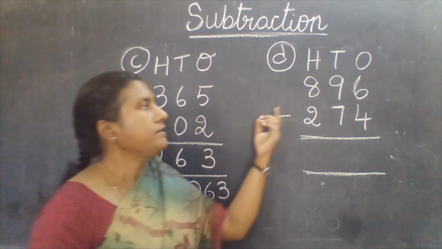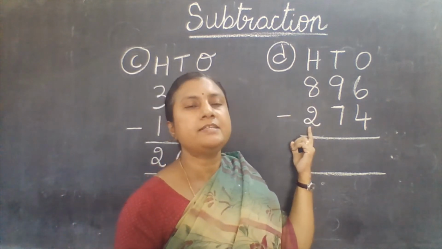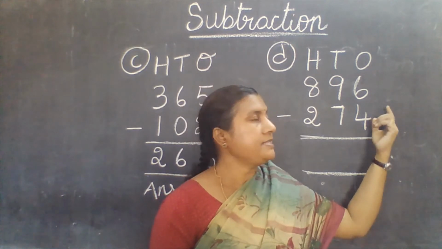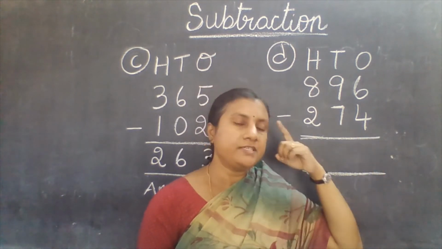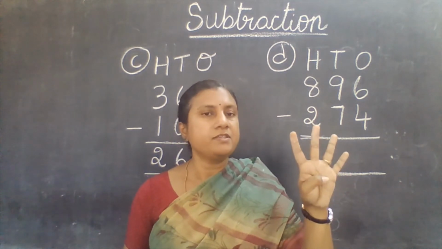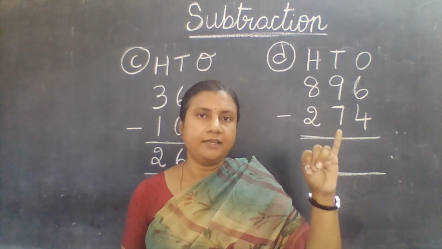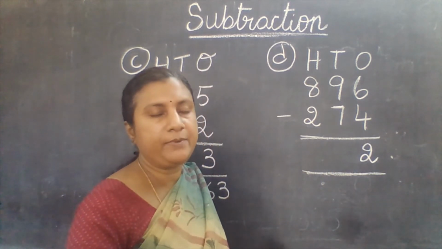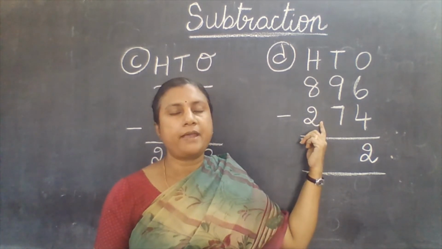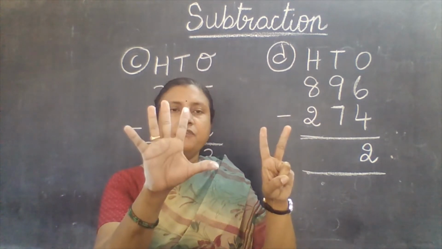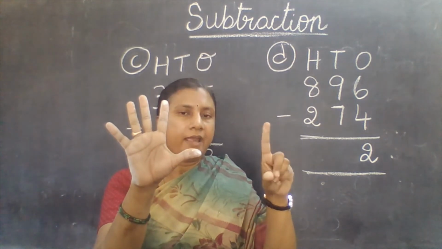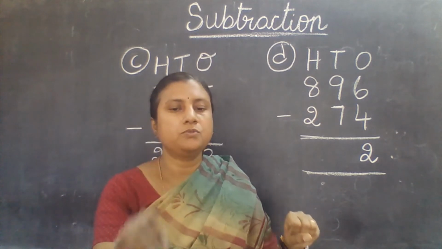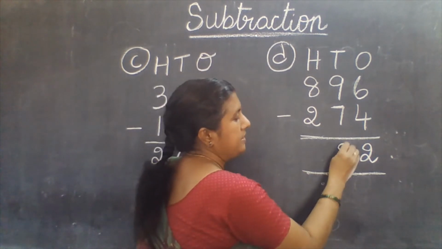263. Here 896 and 274 are there to subtract. We have to start from ones place only. 6 and 4 are there to subtract. So 6 in your mind, 4 in your fingers. Before 6: 5, 4, 3, 2. What is the difference? 2. Next, we have to go to tens place. 9 and 7 are there to subtract. So 9 in your mind, 7 in your fingers. Before 9: 8, 7, 6, 5, 4, 3, 2. So what is the difference? It is 2.